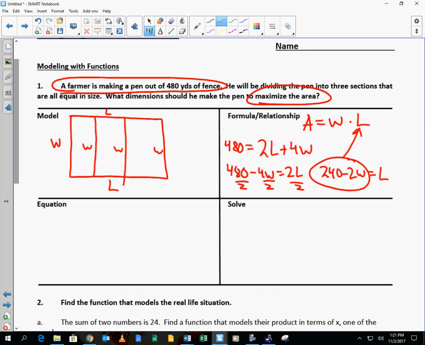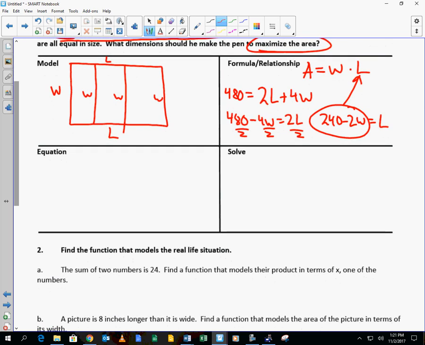Right. So look at what I've created. I've created an equation for area. Not only is it an equation, it's a function. It's a function in terms of what variable? What is the variable that I will be using exclusively as I write this? W. Area is equal to W times (240 minus 2W). You're right when you think of L that this is L, but it's now expressed with the W variable. So that means that if I am given a width, I can find the area.